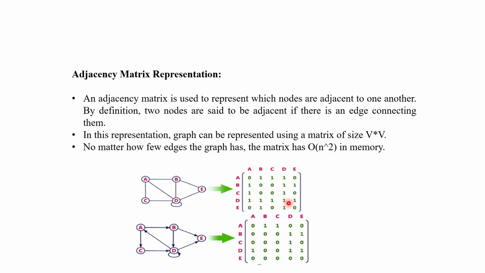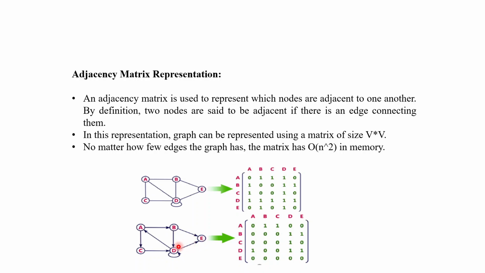Suppose the graph is directed, then we will take only the corresponding outward edges. For example, A to A, there is no connection. A to B, there is a connection going outward, so we will take it. A to C, we will take it. But A to D, there is a connection, but it is coming inward, so we will not consider it. So for A to D, the value is 0. And A to E, obviously there is no connection.